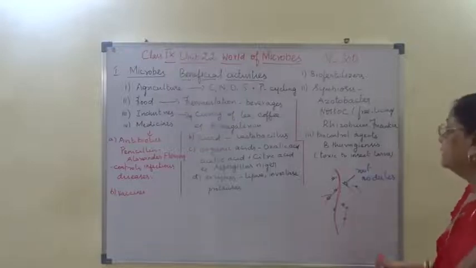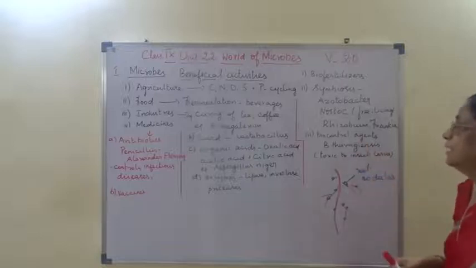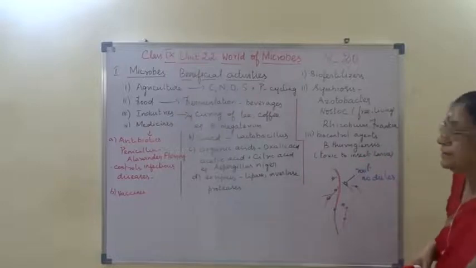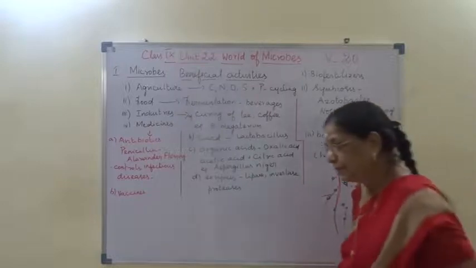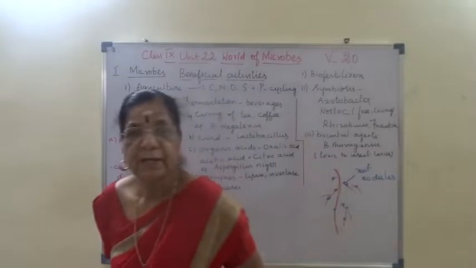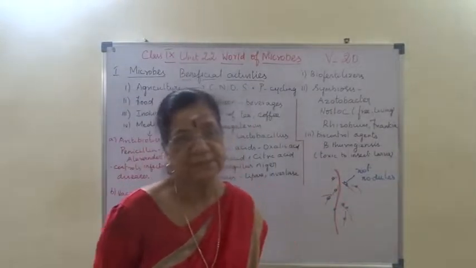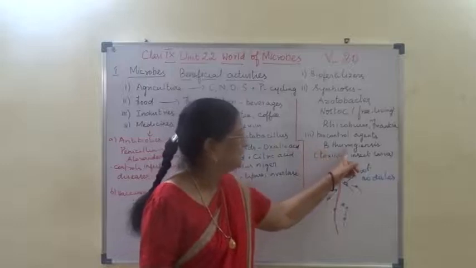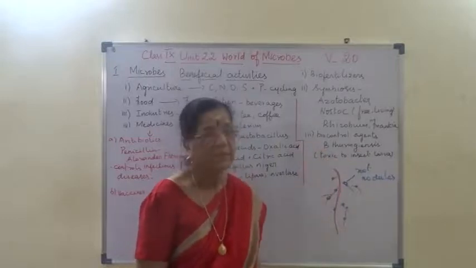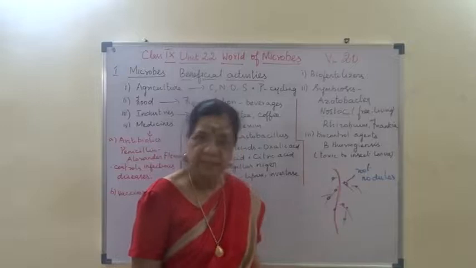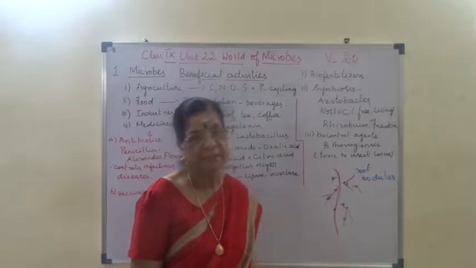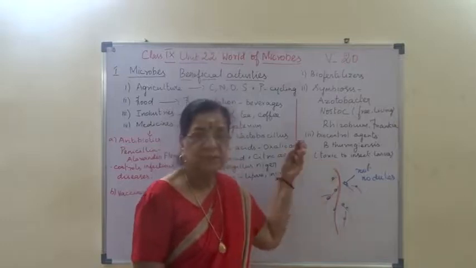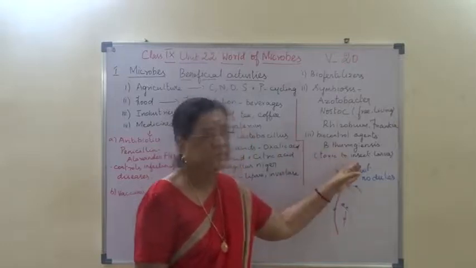The next one is microbes as biological control agents. Microbes function as biological control agents. As a typical example, Bacillus thuringiensis, in short we say Bt toxin. Actually, it is a toxic substance, toxic to the insect larva.